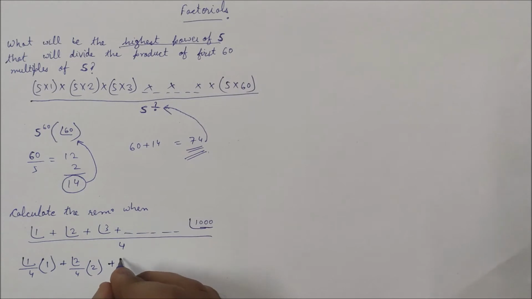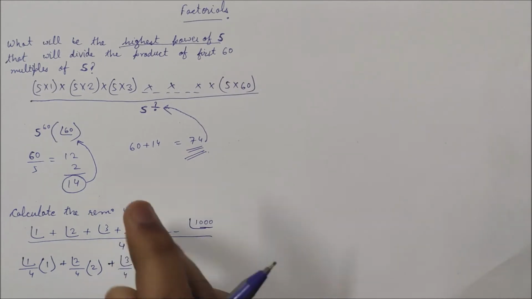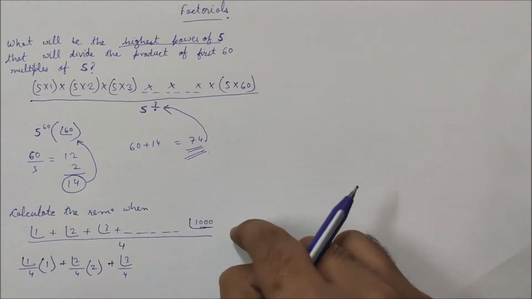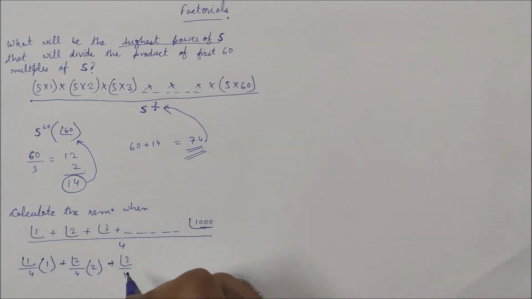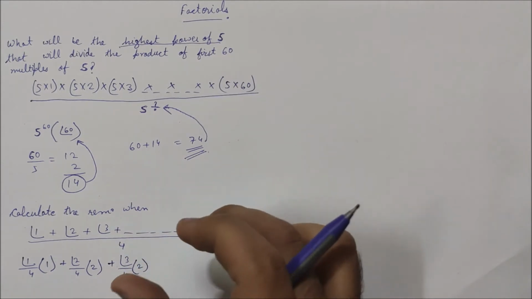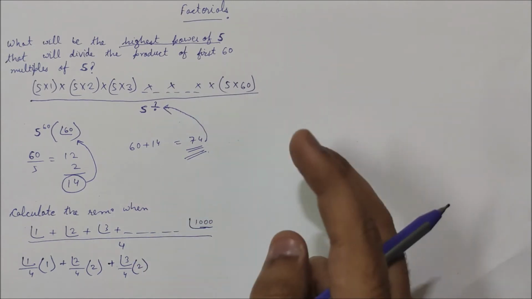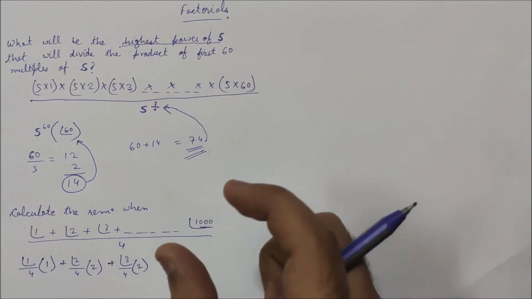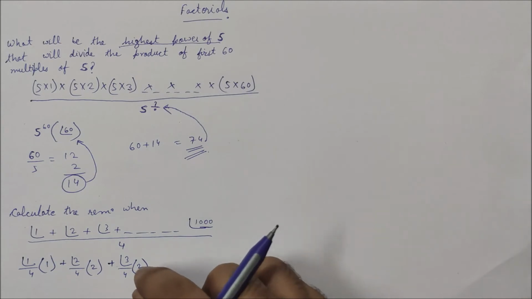Now factorial 3 by 4, factorial 3 is 6, right? 1 into 2 into 3, that is 6. I hope these values are comfortable with you. So factorial 3 is 6. 6 divided by 4, the remainder would be 2, right? The first multiple of 4 is 4, and there are 2 additional remaining. So that 2 is the remainder.